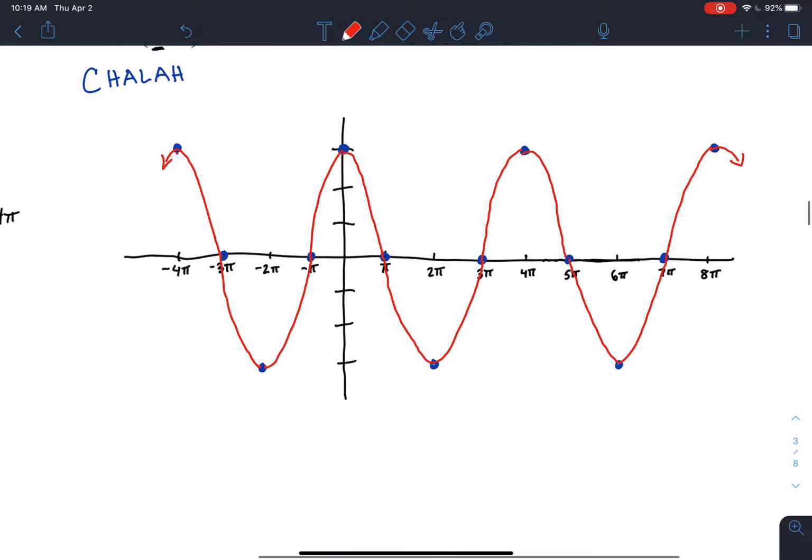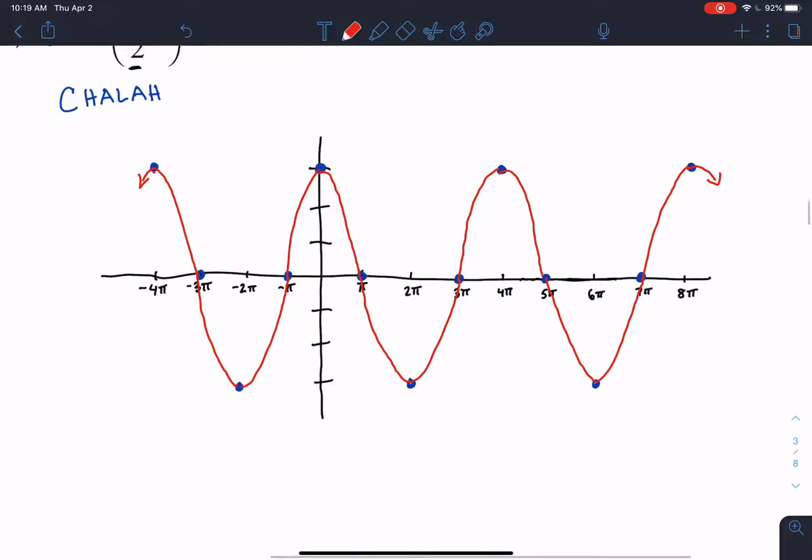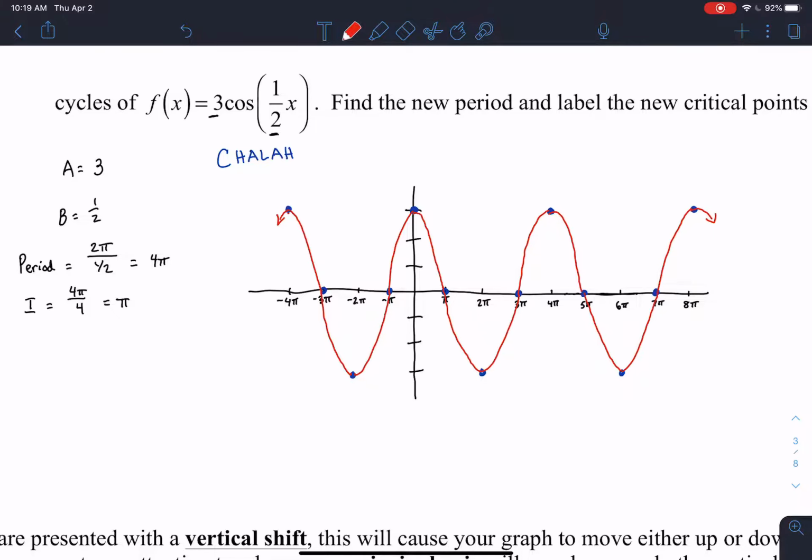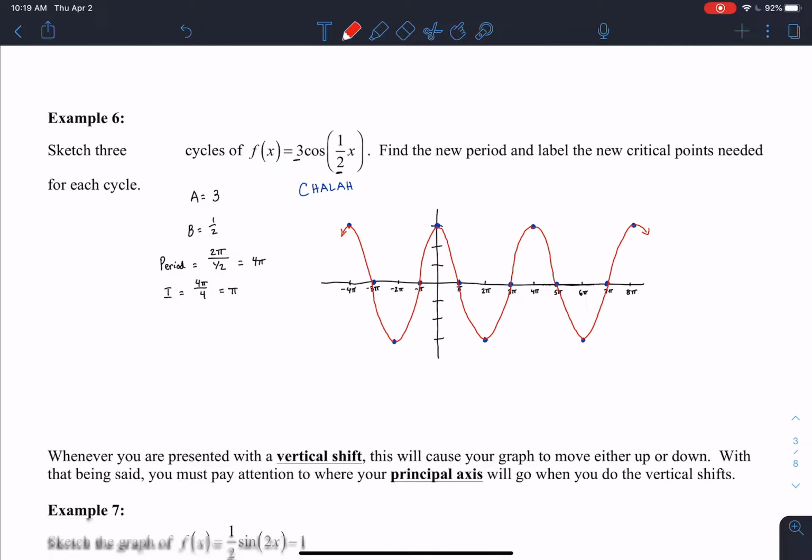Okay, so that would be your 3 cycles for your cosine graph. Again, the biggest thing to find is your amplitude, your period, and then once you have your period, you can figure out how much you're going to go up by every time.